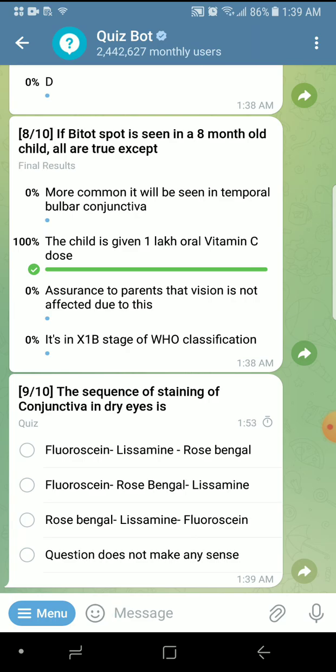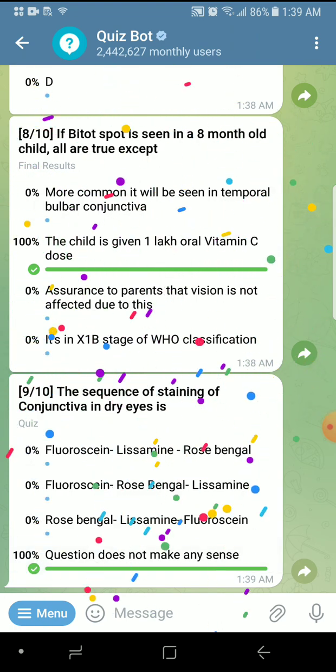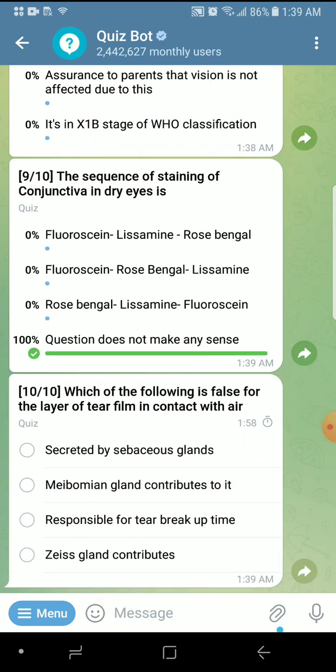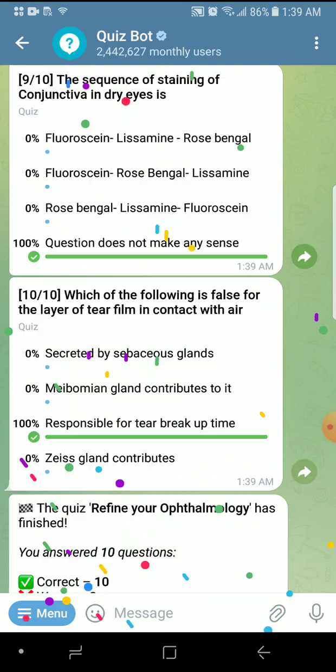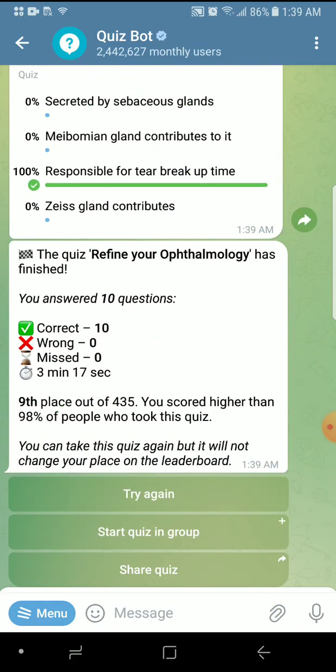And this question, the sequence of staining of dry eyes, I don't know the answer. Good if you mark this. Which of the following is false for the layer of tear film in contact with air, that is lipid? And I told you already, lipid is not responsible for tear breakup time. Mucin is responsible. Zeis, meibomian, and hair follicle are contributing to that. That is sebaceous gland. That's the 10 questions on tear film.